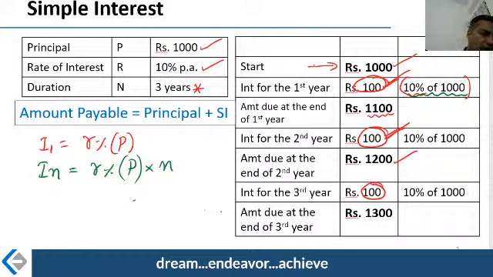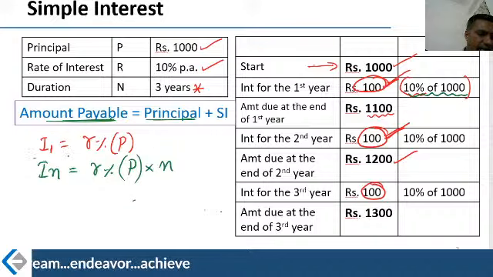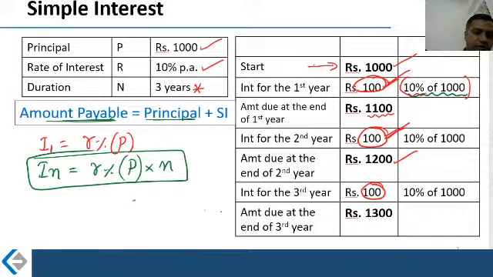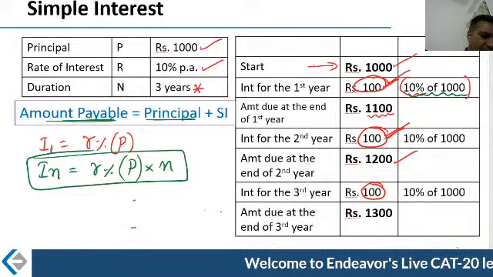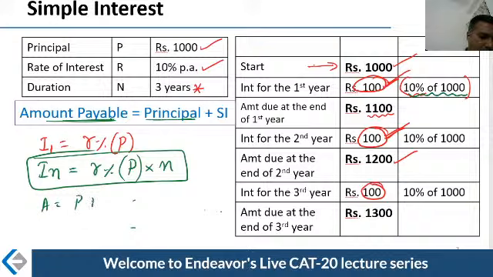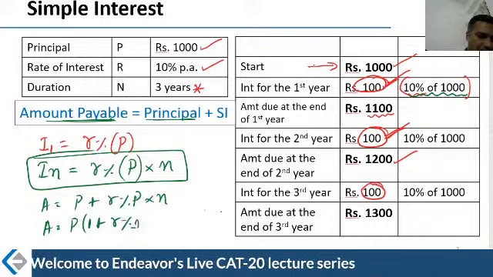Simple. What is the amount payable? If you want the amount, then add principal to the interest. You already calculated the interest here, so add principal to it. Technically, it looks like this: amount is equal to principal plus R percent of principal into n years. If you take the principal common, amount is equal to principal times 1 plus R percent times n.